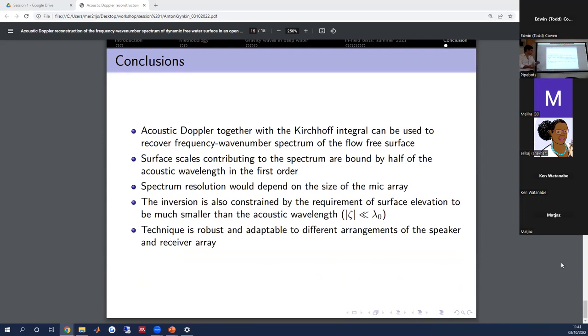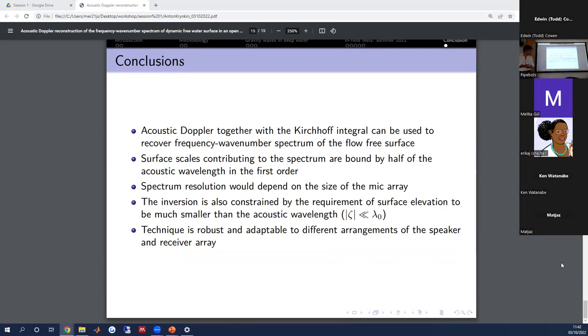So acoustic Doppler together with Kirchhoff integral can be used to recover frequency wave number spectrum on the free surface. So this is by and large based on the Doppler. There is another way to reconstruct it, Michael, you talk about. So we also talk about Doppler, but you can also use similar technology to do reconstruction of the surface from the impression of sound.